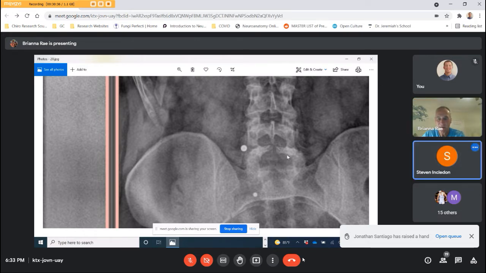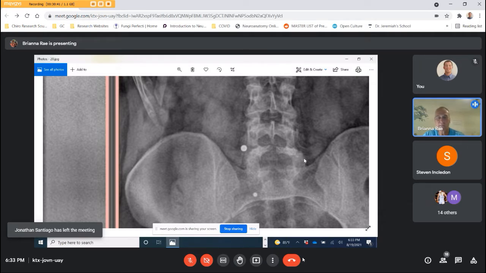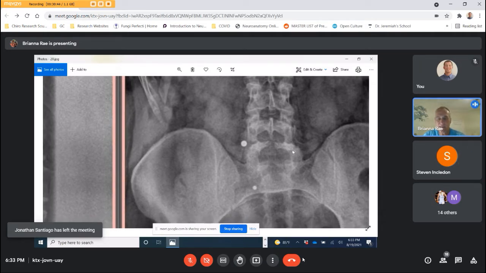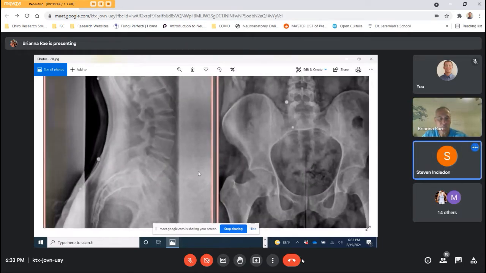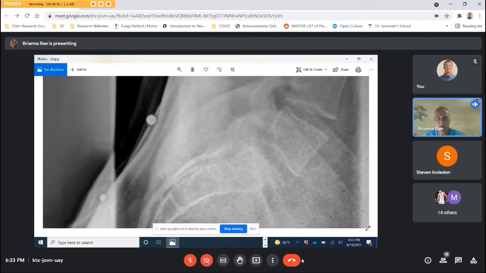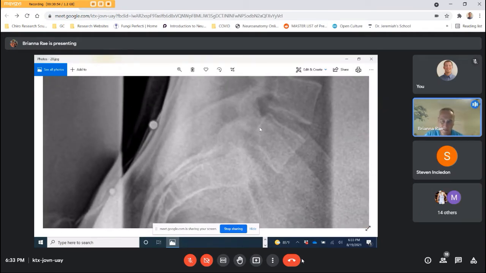Okay. And looks like too there might be a pars defect there on the right side. But it doesn't look like a spondylo on the lateral. See how the body of the vertebrae lines up to the sacrum? In fact, that disc looks pretty good, doesn't it? If anything, it might be a base posterior, maybe. But it might be normal.